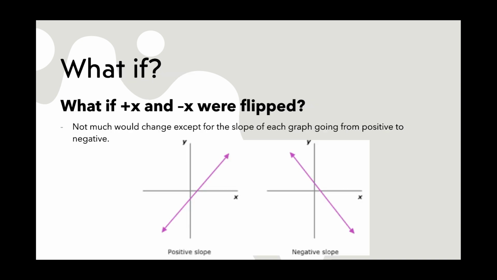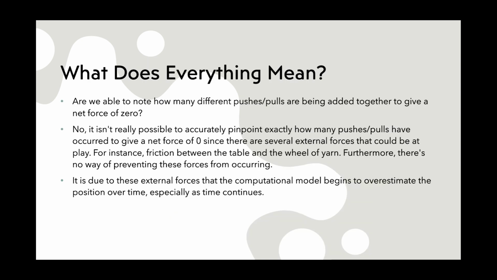What if x was flipped? Not much would change except for the slope of each graph, going from positive to negative. And then what does all this mean? Are we able to know how many different pushes or pulls are being added together to give a net force of 0? Not necessarily, and it isn't necessarily possible to accurately pinpoint that number either.